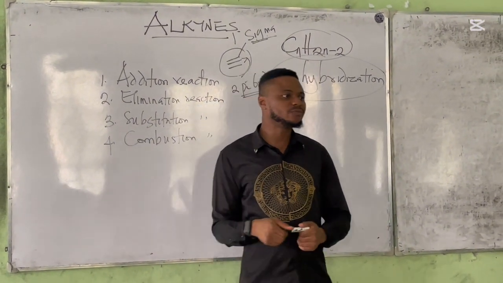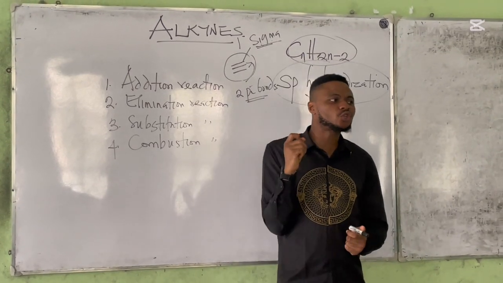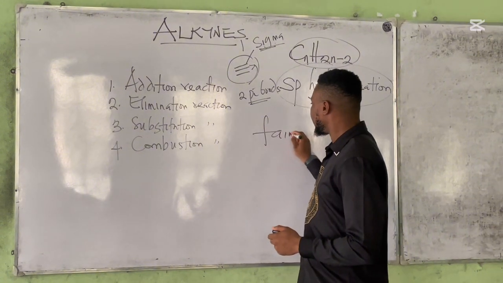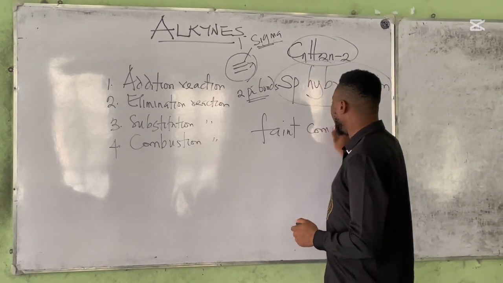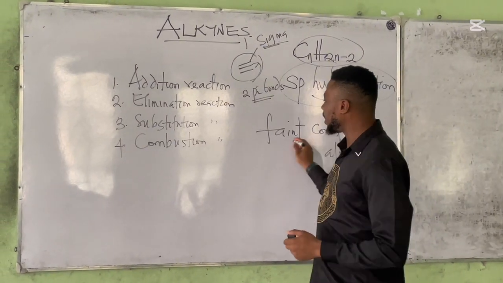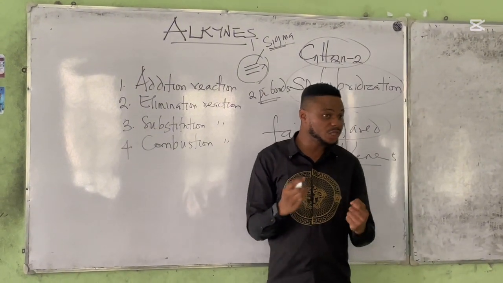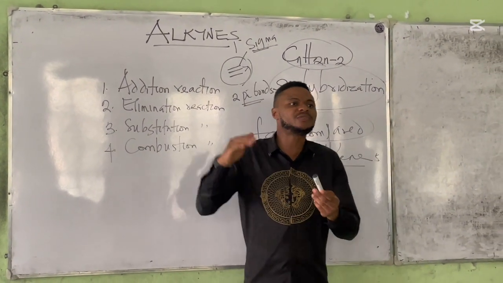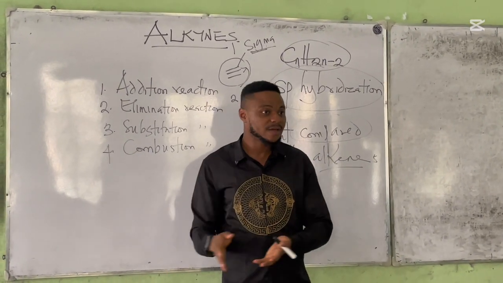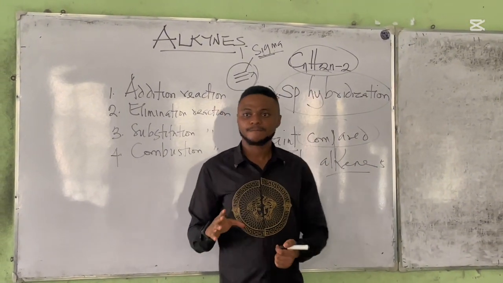Number two, they show a sweet smell which is faint compared to alkanes. That is their odor. I told you that alkenes also have a sweet smell, right? But both of them are actually faint. For alkanes, they are more like they are odorless. But you see alkenes, you see alkynes, they exhibit sweet smell, but very faint. Very what? Faint. Are we together?